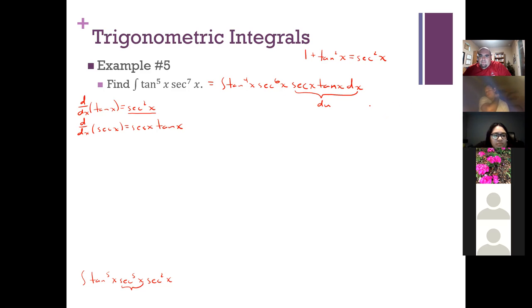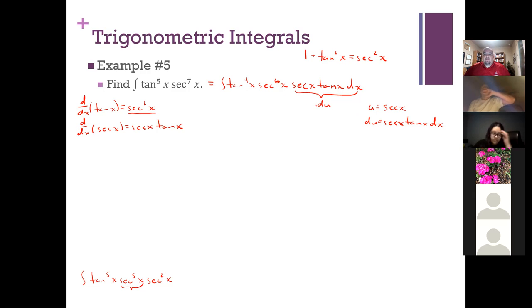Now let's go ahead and write it out. u equals unknown, du equals secant x tangent x dx. If this is what du is, then what must u be? Secant x. Yes. Another way to phrase that is, what is the antiderivative of secant x tangent x? The only answer to that question is secant of x.